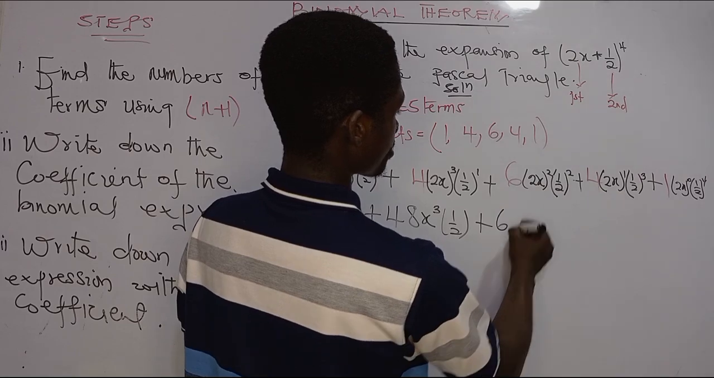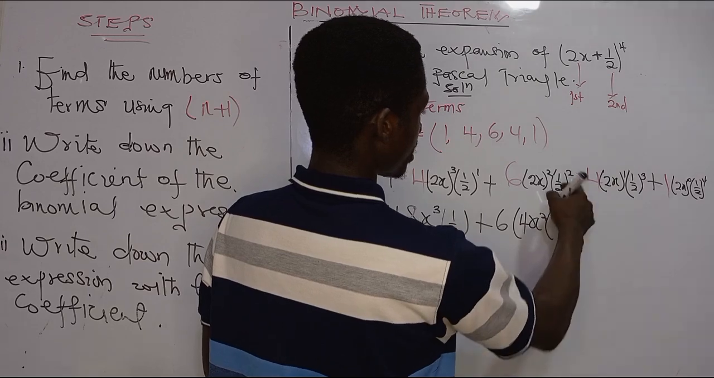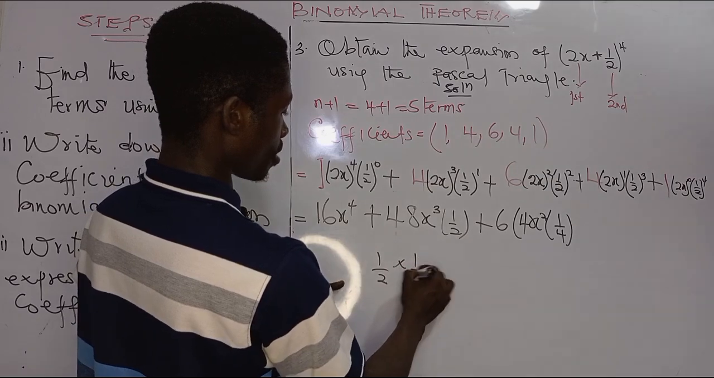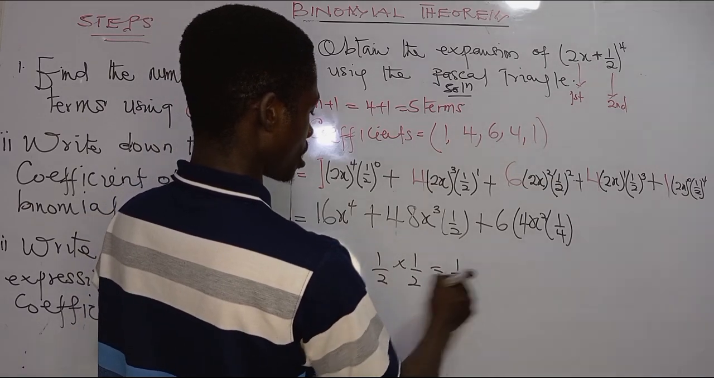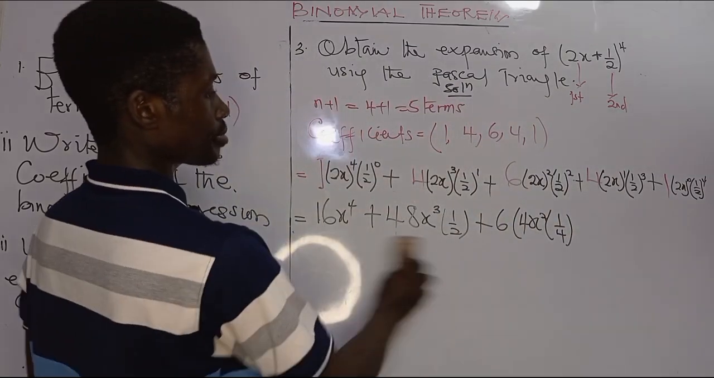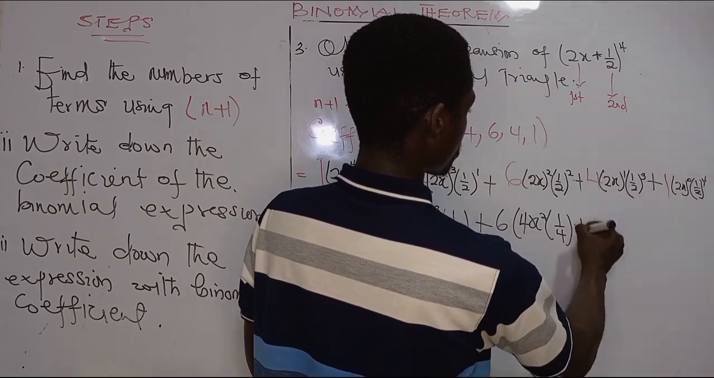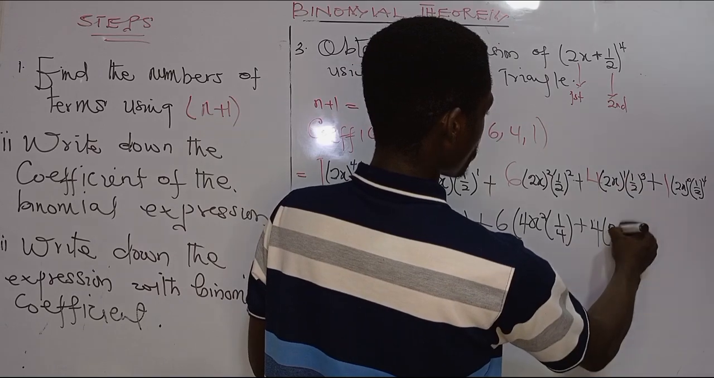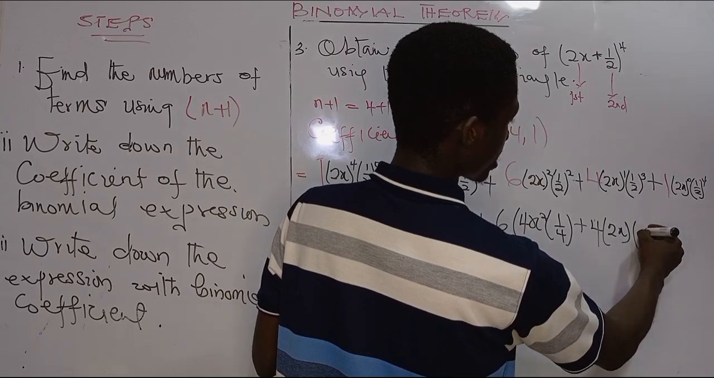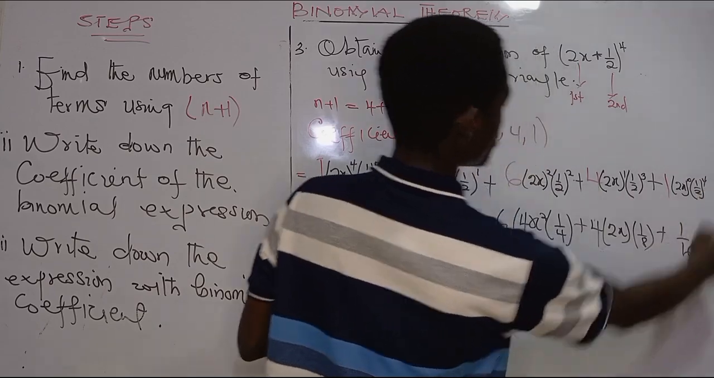So we have our 6. 2x raised to the power 2, we have 4x squared. This is going to give us what? 1 over 4. 1 over 2 squared is the same as 1 over 2 times 1 over 2. This will give us 1 all over what? 4. So we have 1 over 4. Then we have plus 4. 2x raised to the power 1 is still 2x. And then 1 over 2 raised to the power 3 gives us 1 over 8. This gives us 1 over 16.